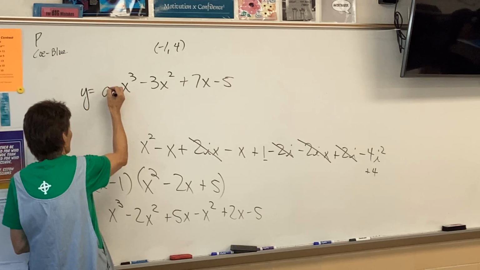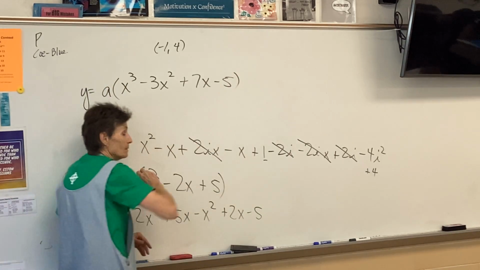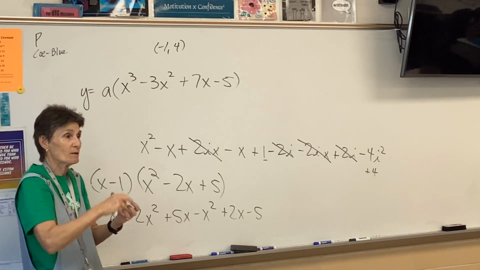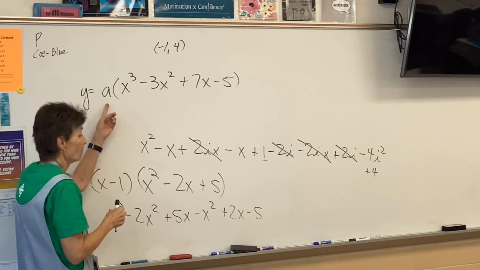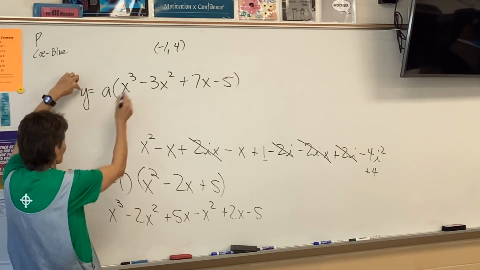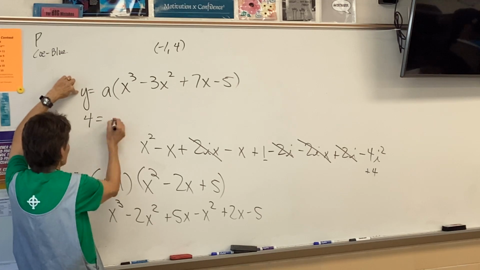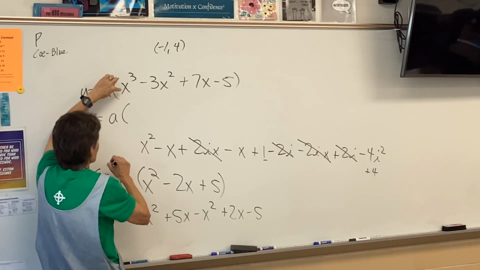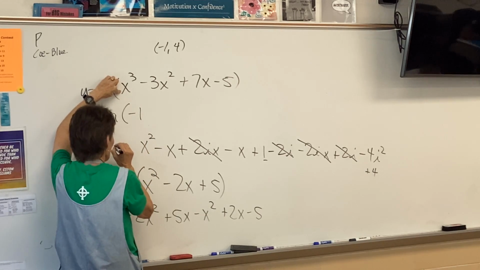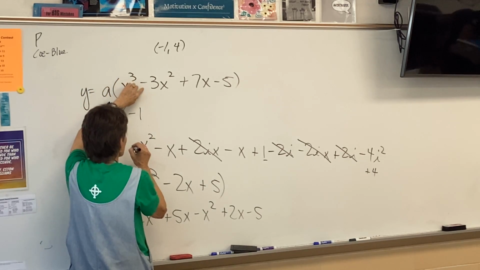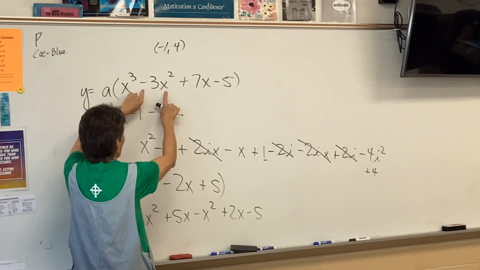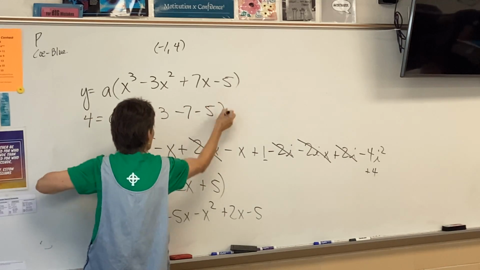The only thing I don't know is what's my multiplier? What is that thing that's gonna turn me upside down or stretch me or shrink me? I need to know what that multiplier is. So luckily they gave me a point. So I'll put 4 in for y. All right, negative 1 cubed is negative 1. This is going to be negative 3 because the negative 1 is going to square out. Minus 7 minus 5.